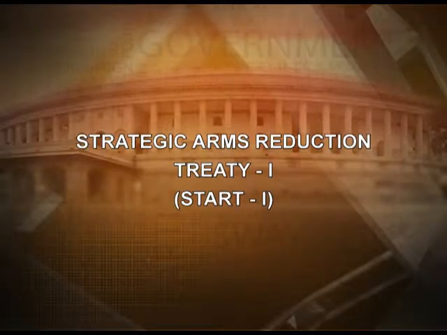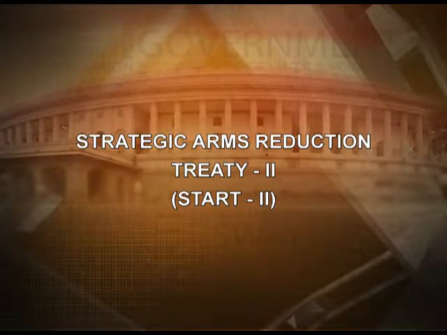What are these two? START 1 is the Strategic Arms Reduction Treaty 1, which was signed by Mikhail Gorbachev, the President of the USSR, and George Bush Senior, the President of the United States. This treaty was for the reduction and limitation of strategic offensive arms, and it was signed in Moscow in July 1991. START 2, the Strategic Arms Reduction Treaty, was signed by Boris Yeltsin, the President of Russia after the disintegration of USSR, and the US President George Bush Senior, on reduction and limitation of strategic offensive arms in Moscow, in January 1993.